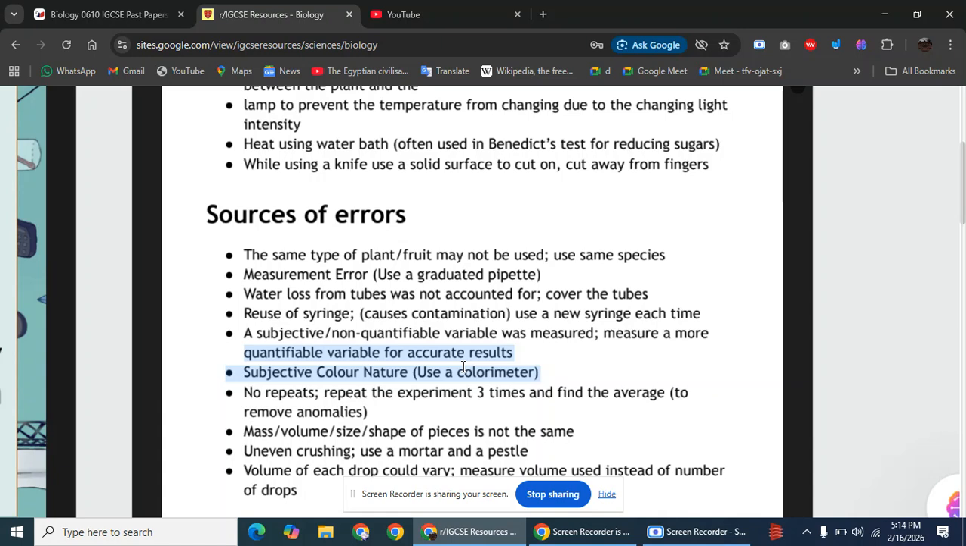So why do we repeat the experiment? First, to make the investigation more reliable, and to find the average to remove anomalies. Then, the mass, volume, size and shape of pieces are not the same. Sometimes the constant variables are not kept constant, like mass, volume, size, shape, which is also very important to keep constant. Next is uneven crushing: use a mortar and pestle. If you just crush with some random pencil on the desk and say it's crushed, no, you should use proper equipment like a mortar and pestle.